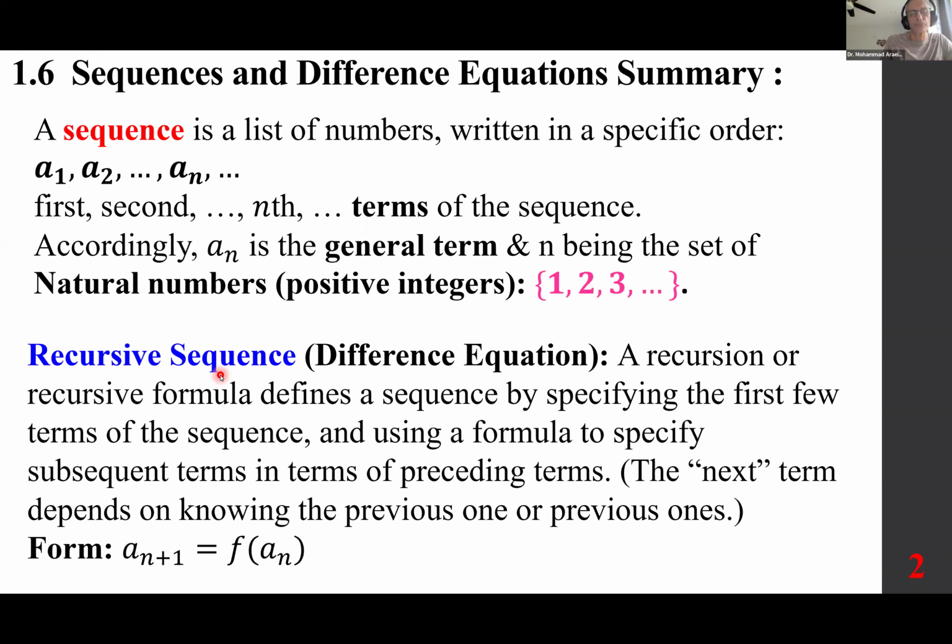Recursive sequence, also known as difference equation. A recursion or recursive formula defines a sequence by specifying the first few terms of the sequence and using a formula to specify subsequent terms in terms of preceding terms. In other words, the next term depends on knowing the previous one or previous ones, and the form is a sub n plus 1 is f of a sub n.